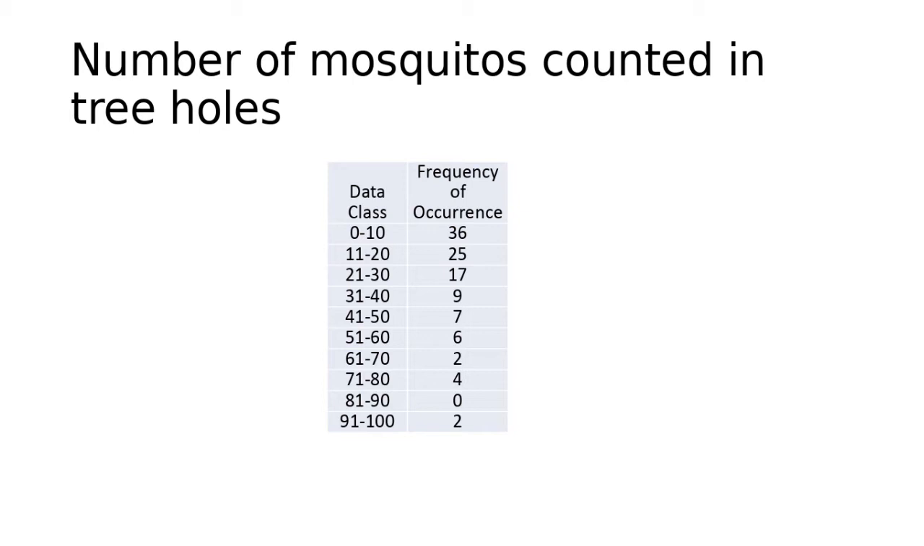Then they have already placed that data into data classes for you, and that's what you're looking at here. There were 36 times when they went out and counted between 0 and 10 mosquitoes. There were 25 times when they counted between 11 and 20 mosquitoes. There were 17 times they counted between 21 and 30 mosquitoes. And so they've done that work for you.